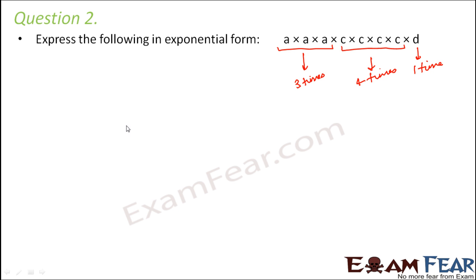So that means A multiplied for 3 times, that is A to the power 3, into C multiplied for 4 times, so C to the power 4, and D multiplied for 1 time, so D to the power 1. So D to the power 1 is actually D because D is multiplied only once. So this becomes equal to A cube C to the power 4 D. So this would be the answer.